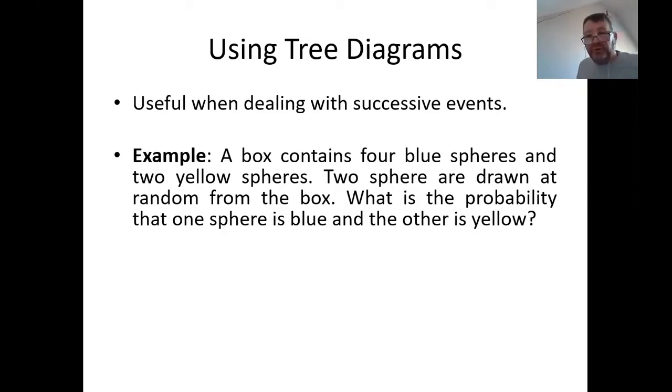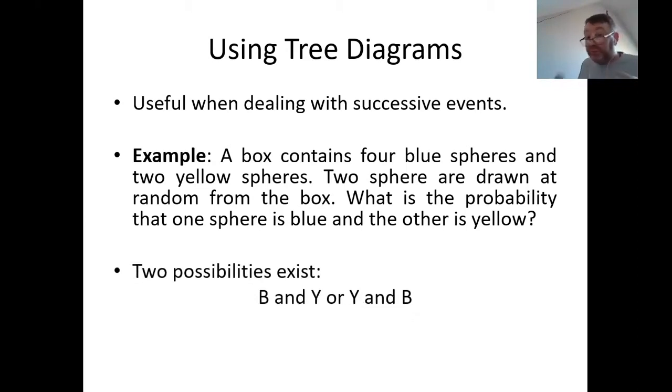Let's just write down what the 2 possible outcomes are. Blue, yellow, and yellow, blue. Okay, they're the 2 outcomes. Blue and yellow, or yellow and blue, because it doesn't say anything about the order. It's a combination, not a permutation.